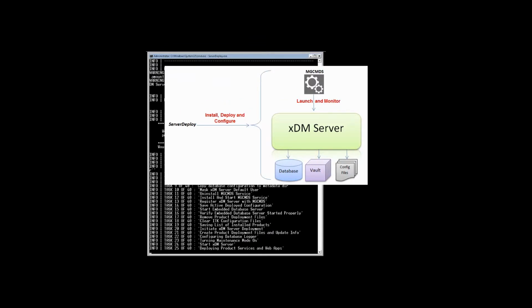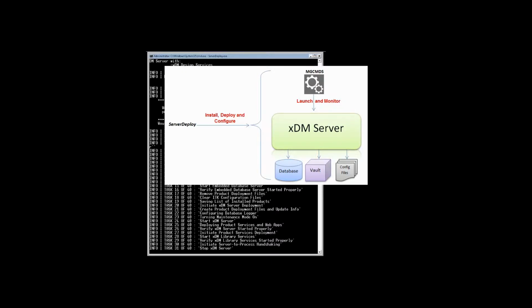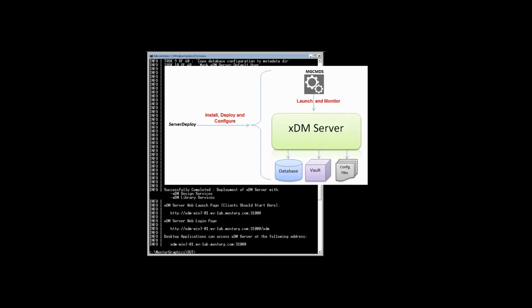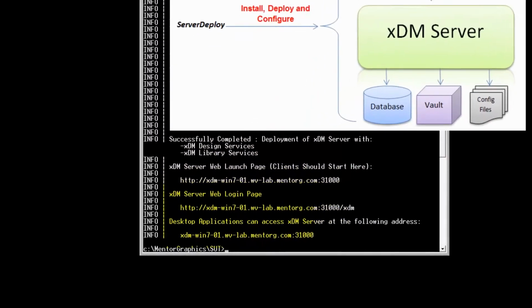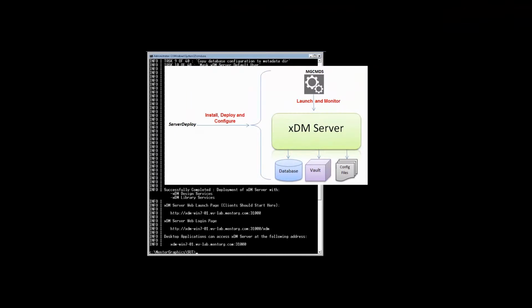pending configuration. Server deploy also installs the MGC MDS monitoring and diagnostic daemon, which controls and monitors all processes that are part of the xDM server. The MGC MDS daemon launches those processes and makes sure that if any of them fails to launch, MGC MDS will immediately relaunch it appropriately. Although MGC MDS installed as root also runs as root, the derived processes that it will launch are recommended to run with a different user, for example MGC server user.